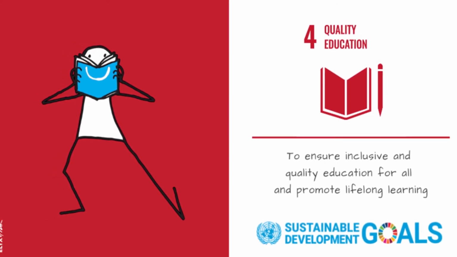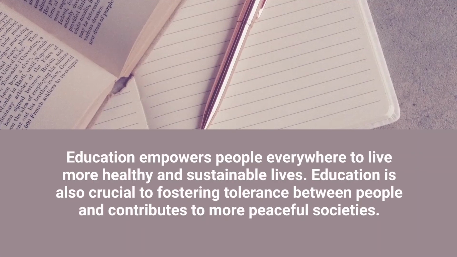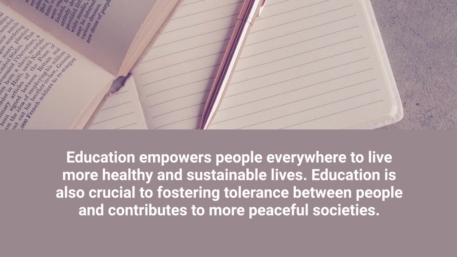To ensure inclusive and quality education for all and promote lifelong learning. Education enables upward socioeconomic mobility and is a key to escaping poverty. Education is also essential to achieving many other sustainable development goals, which we will discuss later on. Because education is the key to bring the sustainable development. It empowers people everywhere to live more healthy and sustainable lives. Now it is connected to your third goal. It is also crucial to fostering tolerance between people and contributes to more peaceful societies. That is one of the important Ps, that is peace.